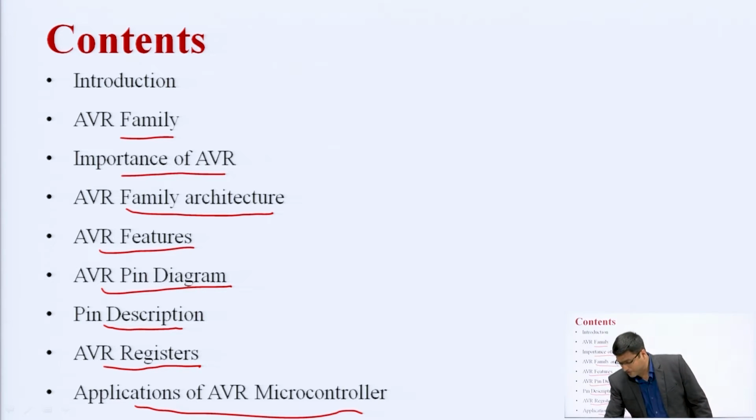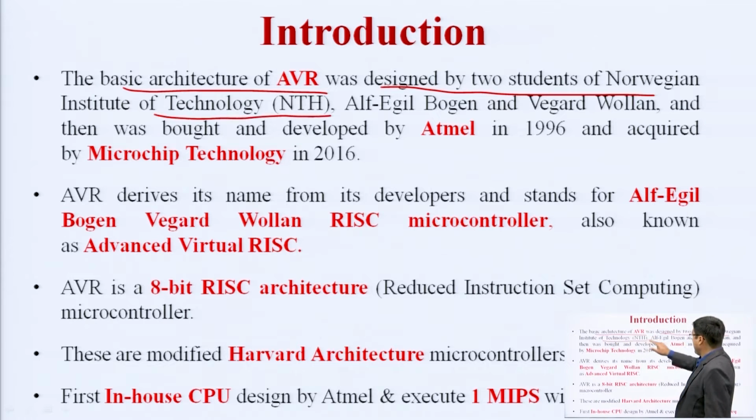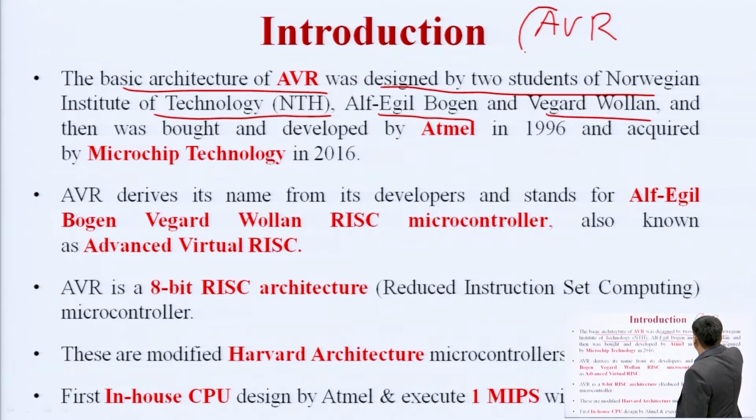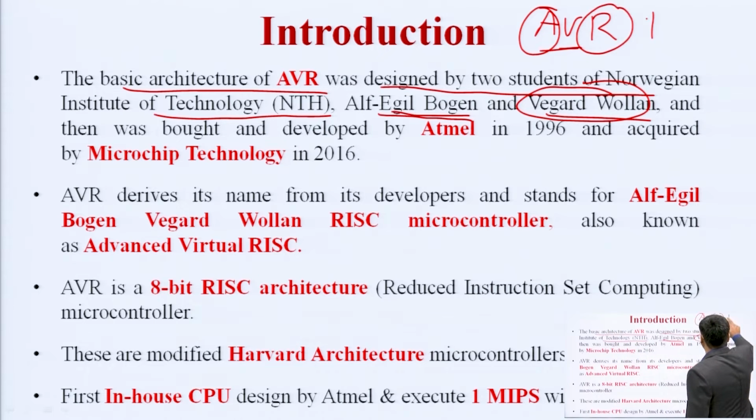So, let us start with the basic introduction of AVR. The basic architecture of AVR was designed by two students of Norwegian University, that is Alf Egil-Bogen and Vegard Wollan. So, basically what is the meaning of AVR? A means it is developed by Alf Egil-Bogen and V means it is developed by Vegard Wollan. So, AV implies the name of the two students who developed this architecture, and R stands for RISC architecture.